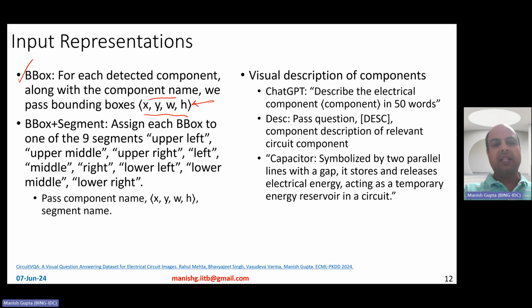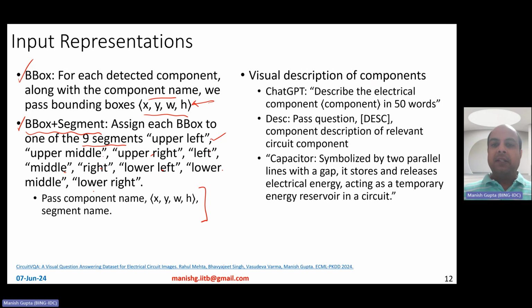So what you could do is to generalize and give bounding box plus segment indication. So assign each bounding box to one of the 9 segments, indicating the location of the bounding box relative in the image. So the bounding box could be upper left, upper middle, upper right, left, middle, right, lower left, lower middle, lower right, any of those. In this particular variant, we pass the component name, XYWH, as well as segment name. Of course, we pass on the image itself and the image embedding and the question embeddings as input anyway.